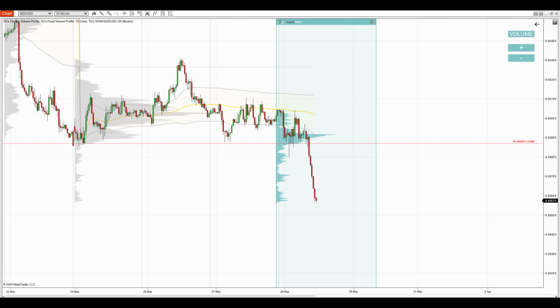Today I'd like to talk about New Zealand dollar, US dollar. So what you see before you is NinjaTrader 8 platform with my custom-made volume profile and VWAP indicators. This is New Zealand dollar, US dollar on a 30-minute time frame. I wanted to show you this resistance, which is at 0.5987. And this resistance is based on a couple of trading setups.